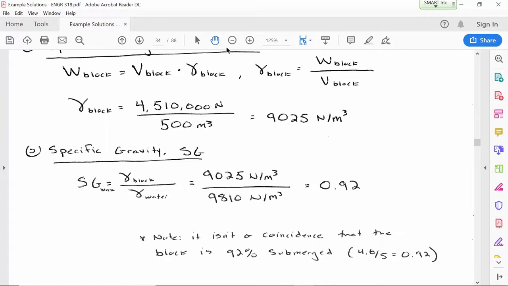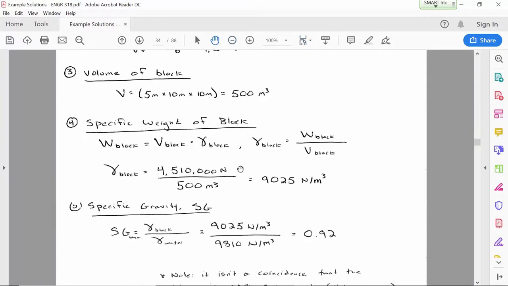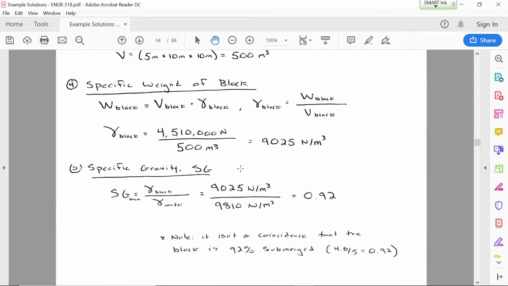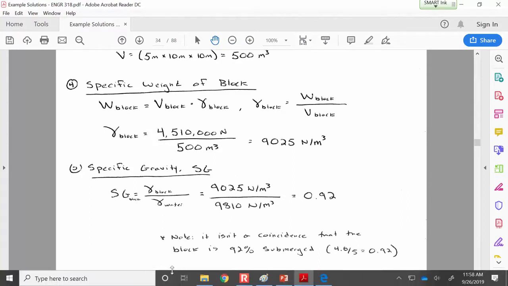Any questions about this example? Can you use that as a quick shortcut, like if you're solving for specific gravity again? See how much it's submerged? Yep, you can. So his question is, can you just look at how something is submerged and then use that to know the specific gravity of an object? And the answer is yes.